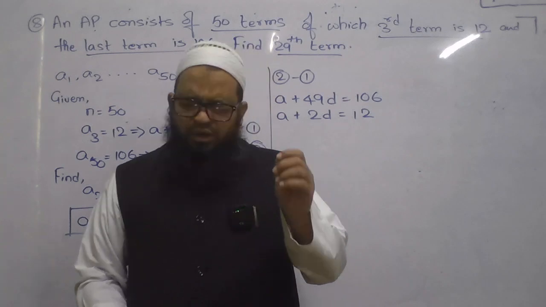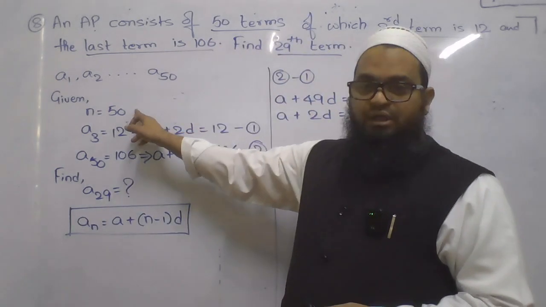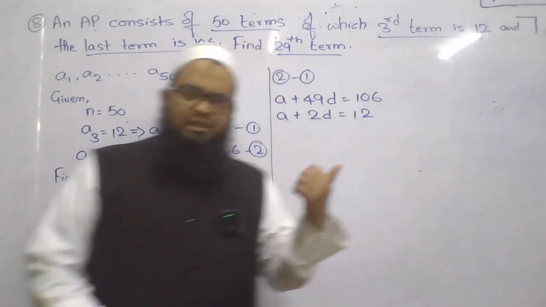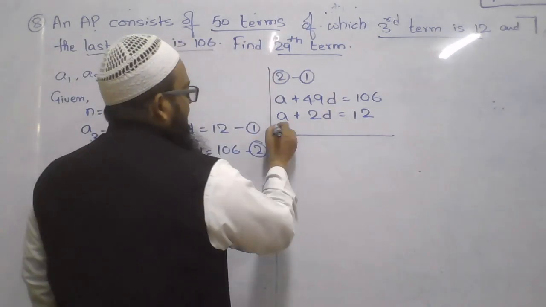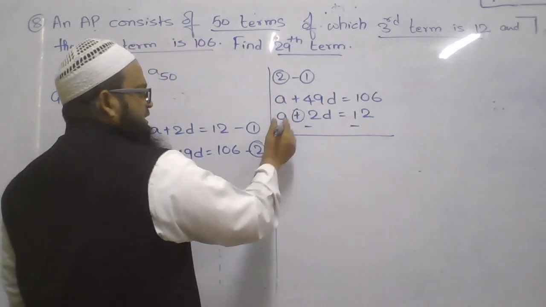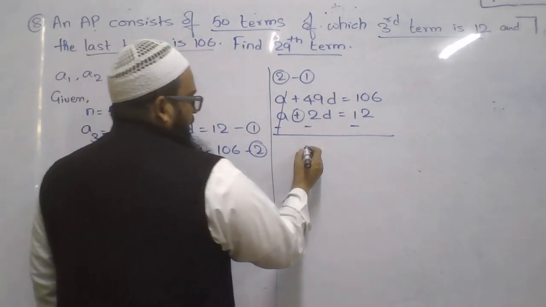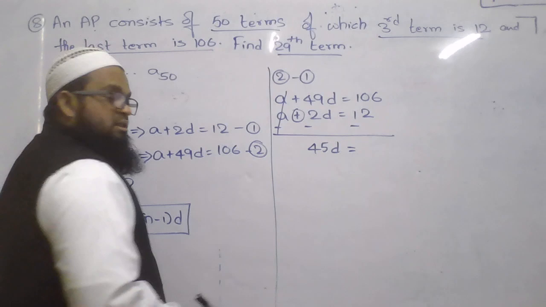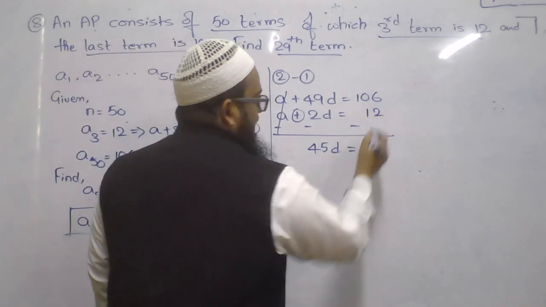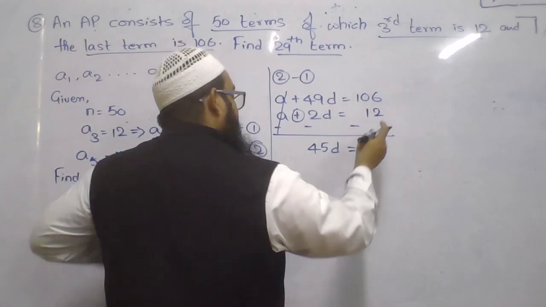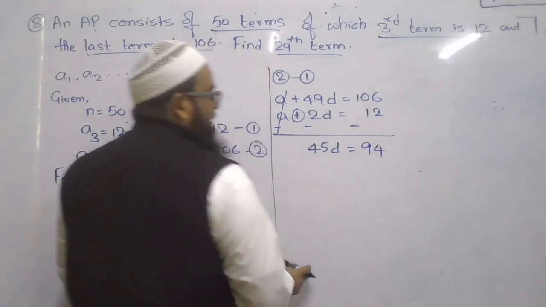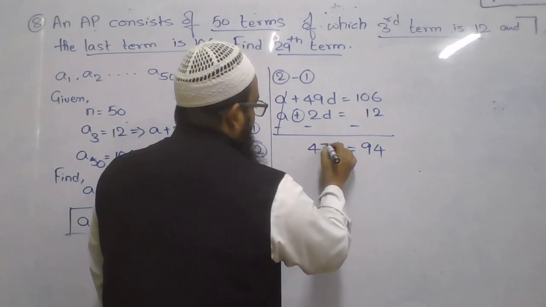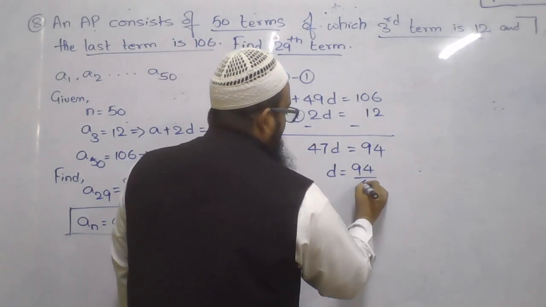So, my dear students, what is the most important thing? If you are able to write what is given, what to find and what is the concept, every problem will be easy. See, it's nothing. Now, since this is bigger, let us subtract. When you subtract, the sign changes. A minus a gets cancelled. 49 minus 2, 47 times d equals 106 minus 12. Don't get confused. So 106 minus 12 is 94. Am I right? Yes, it is right. So d equals 94 divided by 47.